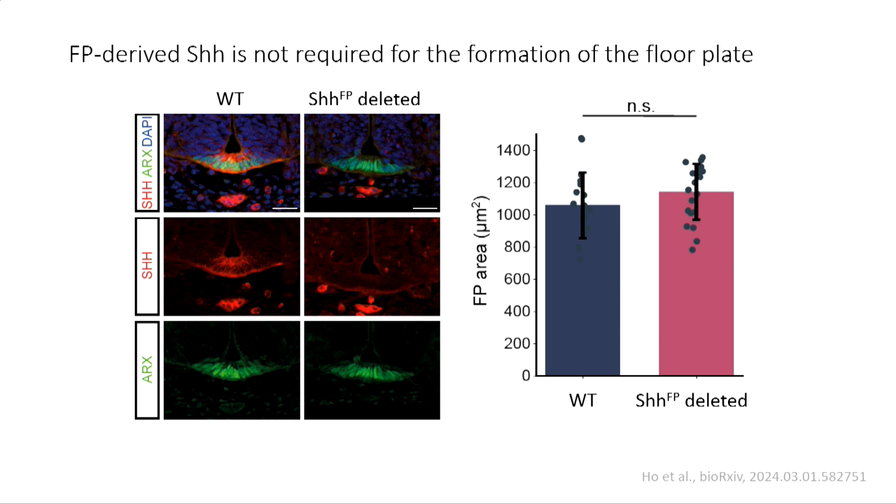If you delete Sonic Hedgehog from the floor plate at, I think, E7.5, you still have the floor plate. It doesn't produce Sonic Hedgehog, and if you quantify, this is what you see. So this points to this insensitive class of solutions, saying it's the same but done experimentally. In the simulation, I remove a link. In the experiment, we just remove Sonic Hedgehog production from the floor plate.